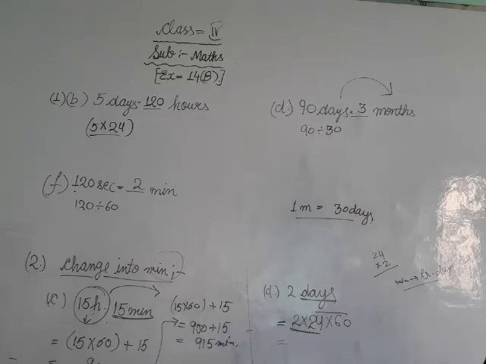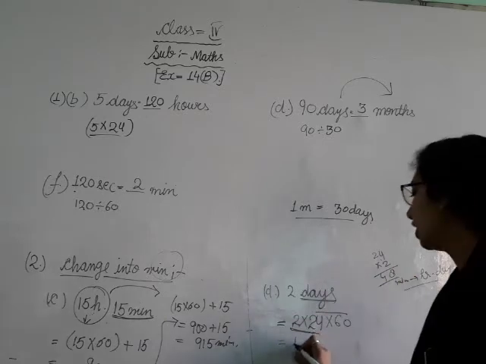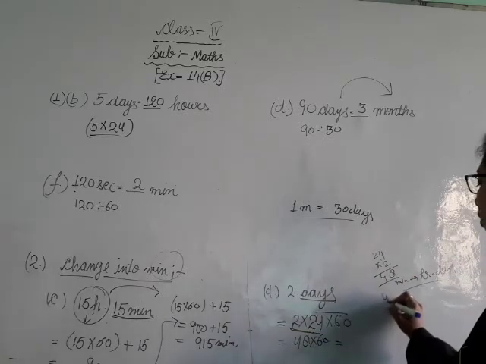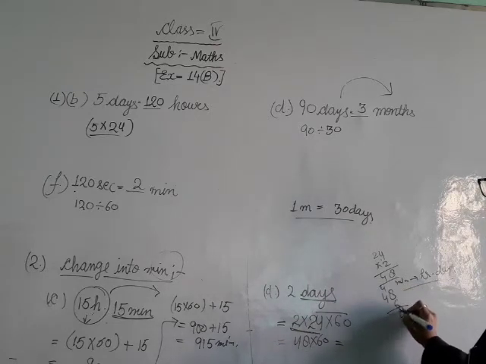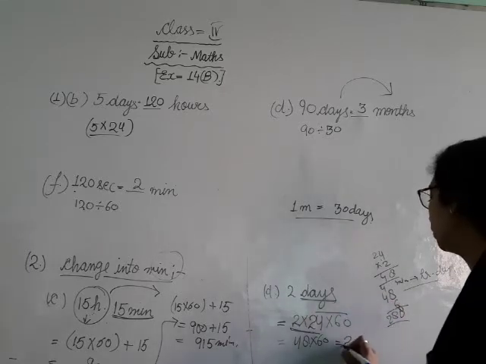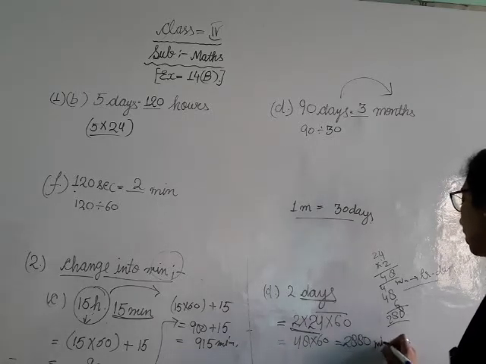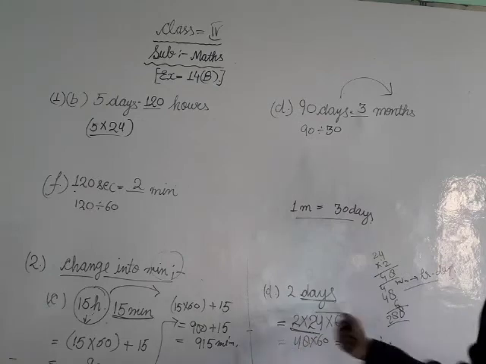So, 2 twos are 4, 2 fours are 8, then 48 multiplied by 60. Then 8 sixes are 48, then 6 fours are 24 and 28. So here 2880, with 1 zero for the minutes. Understood? Dear students, so this is the minutes.